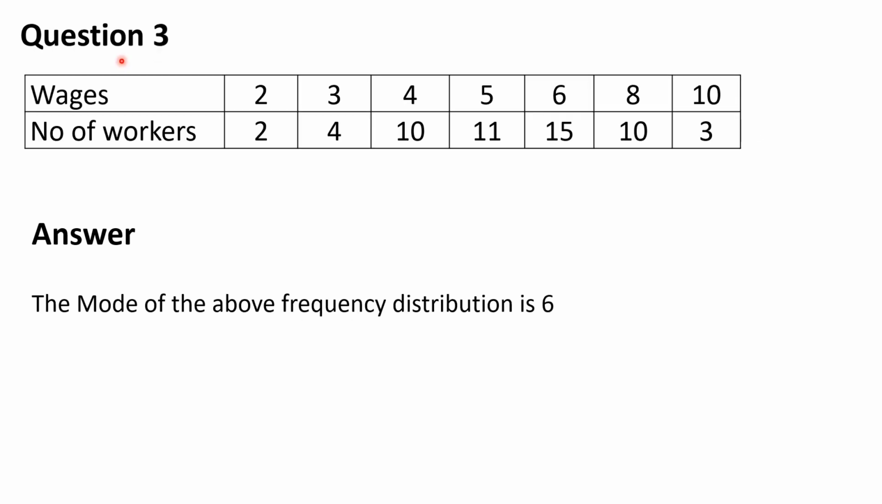Now, okay, I want you to try this question. What is the mode of this frequency distribution? Now you can check your answer. The answer to the above question is 6, because 6 is the number that has the highest occurrence. Are you getting what I'm saying? 6 is the wage that has the highest frequency with what? 15. You understand? So the mode of this frequency distribution is 6.